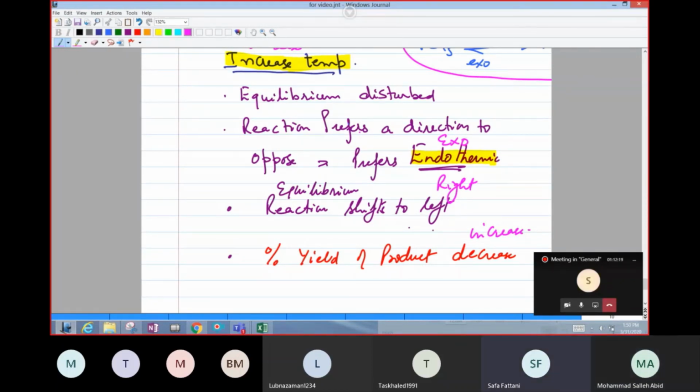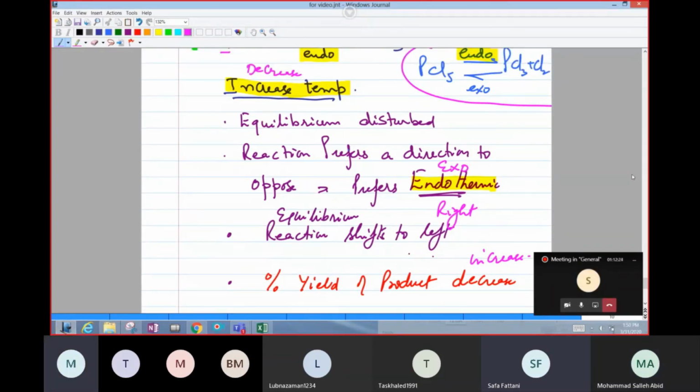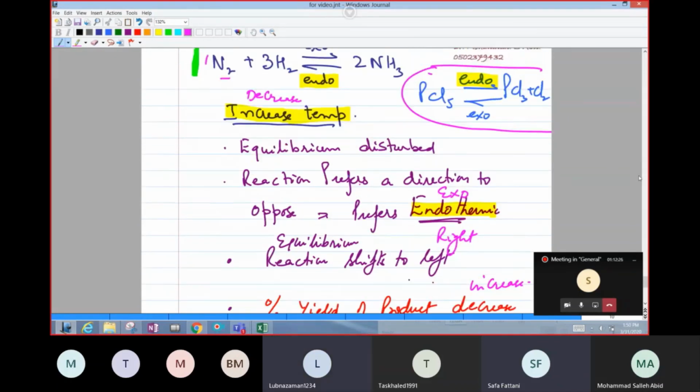Teacher, you know the second example you gave of PCl5? Yes. Over there, the equilibrium is disturbed and it still prefers the endothermic, for increased temperature. Yes, correct. So it prefers the endothermic, and the reaction shifts to the right, or the left? Right, because which direction is endo? It is the right direction which is endo. Yes. So that's what I was saying.